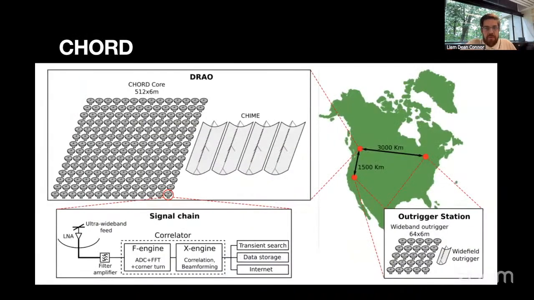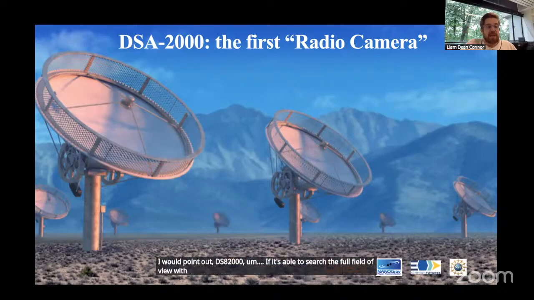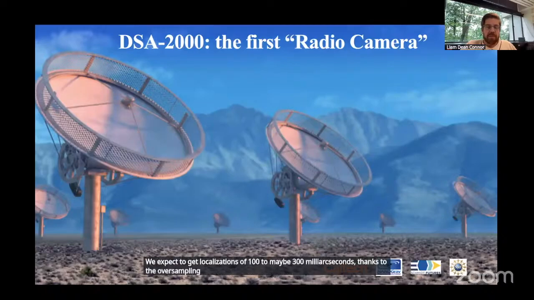And we will have samples like this in coming years, thanks to CHORD and SKA, DSA-2000. I would point out DSA-2000, if it's able to search the full field of view with effectively all baselines, could see something like 25,000 per year. This is a compute question. We expect to get localizations of 100 to maybe 300 milliarcseconds, thanks to the oversampling, the very good UV coverage, and an excellent PSF.